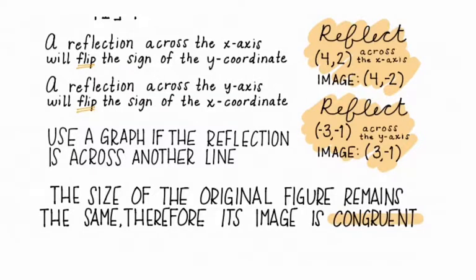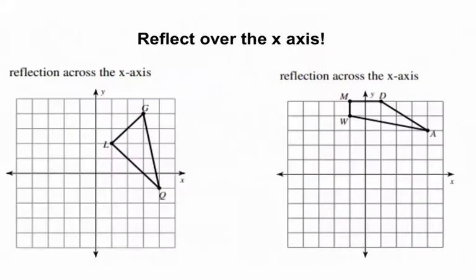And you can use a graph to do these, which is how we're going to start. And later we're going to reflect it across other lines. Just like the translation, the size of the original figure remains the same, therefore its image is congruent. Okay, so first we're going to talk about reflecting over the x-axis.